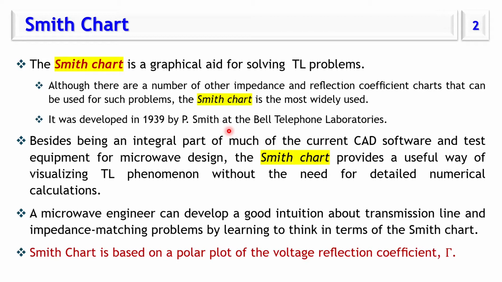advantage. The Smith chart is not the only chart available in the scientific community for solving microwave problems, but it is the most famous one. Also, the Smith chart is not a new thing. It's an old tool dating back to 1939, and it is part of many CAD softwares. It's very popular to see it in the analysis in many simulation packages. And the Smith chart is based on a polar plot of the voltage reflection coefficient gamma, as we're going to see.